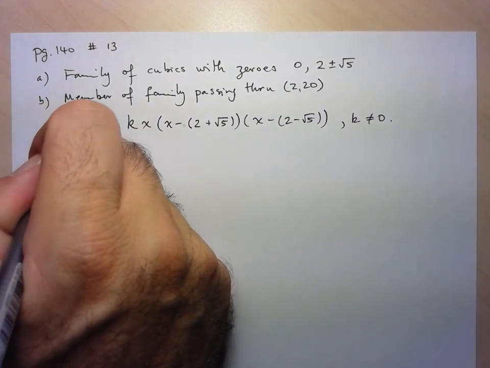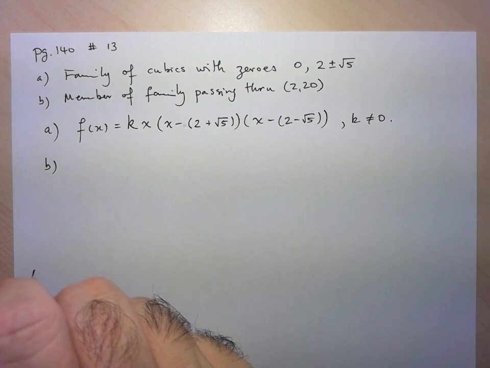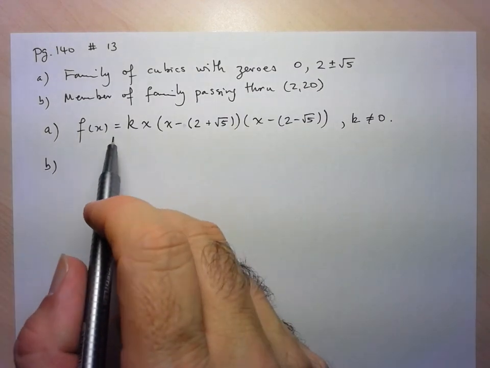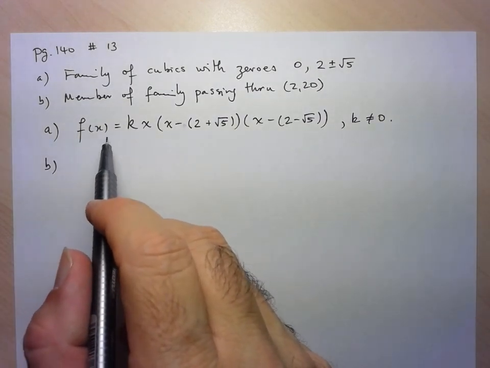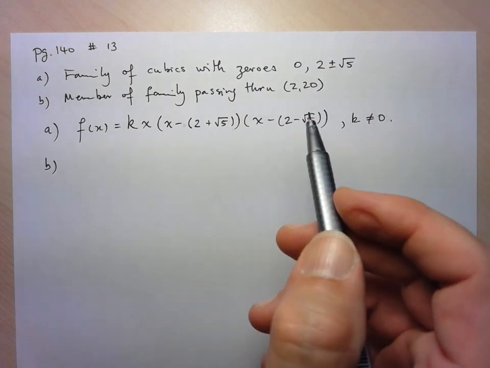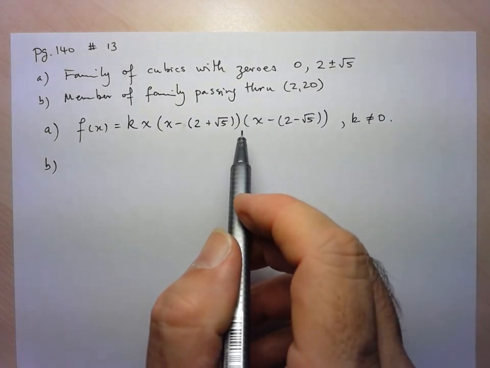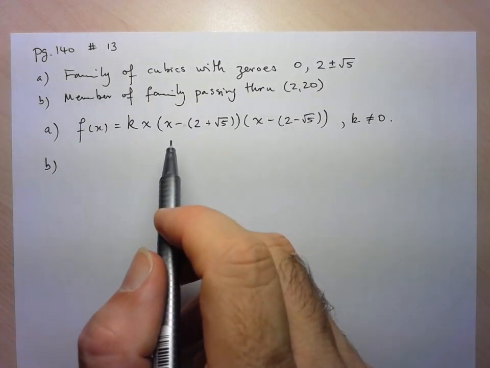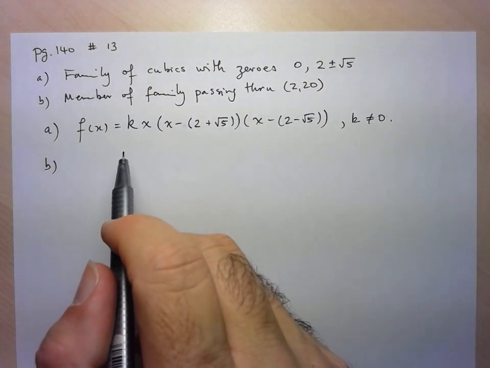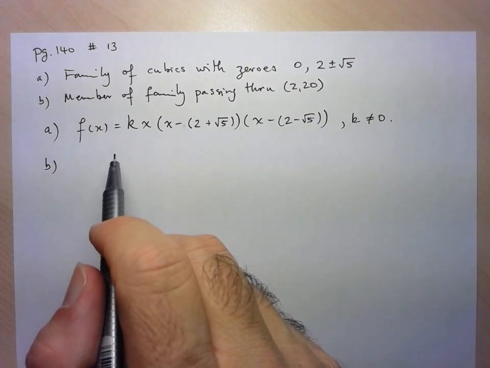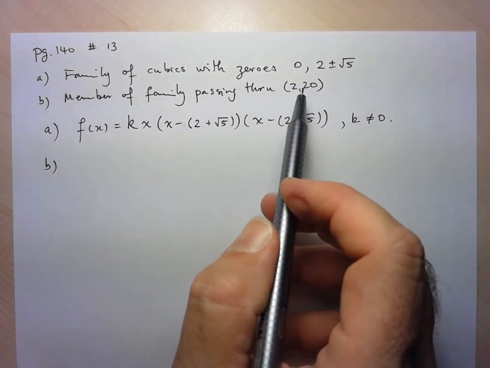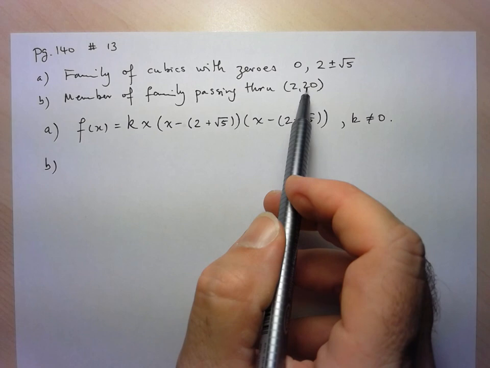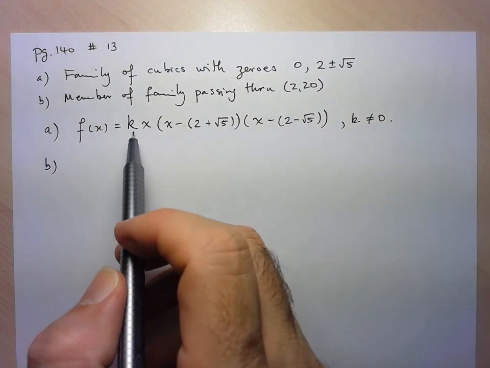Let's go to B, and here they want us to find a particular member of the family. By the way, I think the textbook gives this multiplied out. I'm not expecting to see it multiplied out, especially if this takes too much time. Algebra I don't need you to do. So now we want to find the particular member of this family, the one that passes through (2, 20). Now we have that extra piece of information we need to find the particular k value.